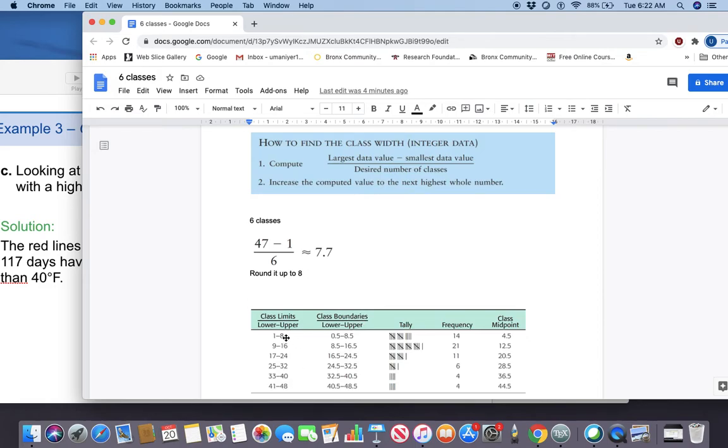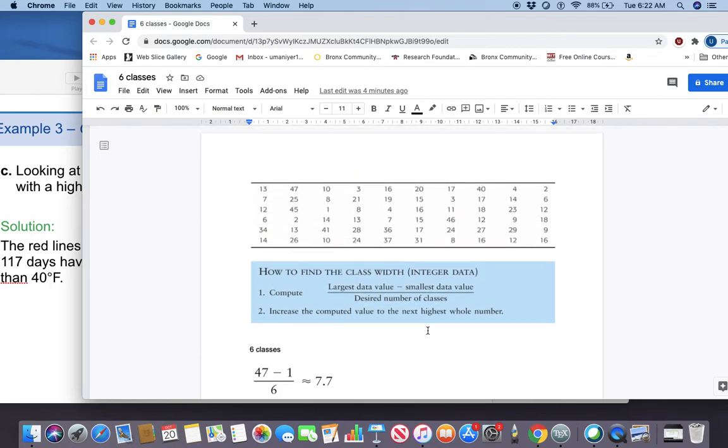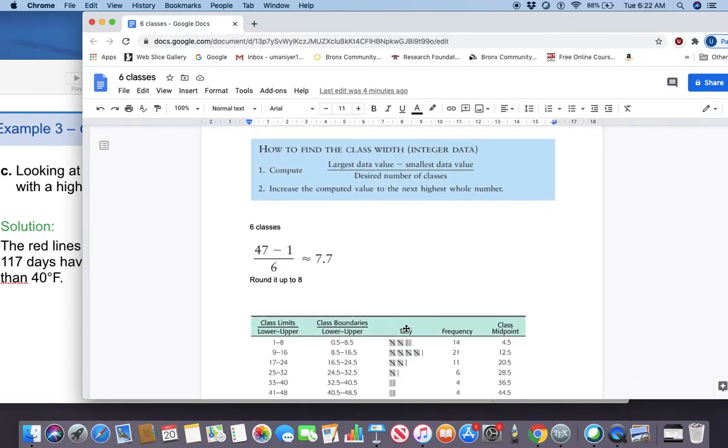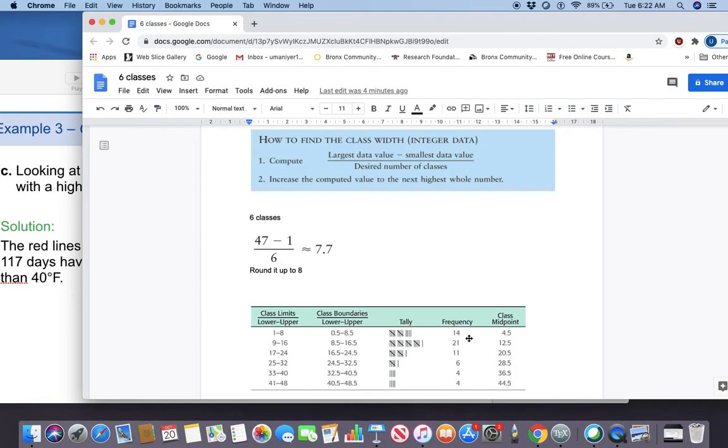Now, what are class boundaries? Take 0.5 to the left and 0.5 to the right for each class. These are your class boundaries. Then use the tallying approach to count the frequency of your data in each class. Once you have frequency, find the class midpoint. How do you find the class midpoint? Lower boundary plus upper boundary over 2. Once you find the first one, you're simply adding 8, which is the class width.